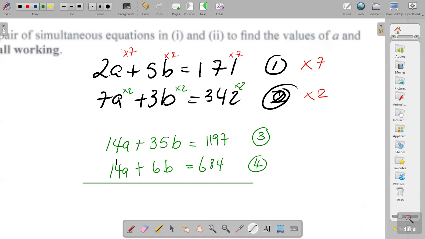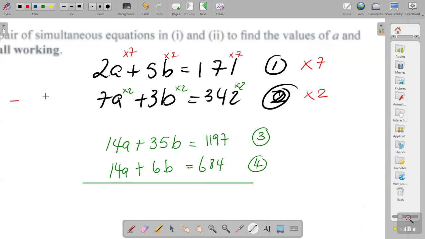Will I add or subtract, people? How do I get rid of it? Add or subtract? Excellent. Why do we subtract? Because the signs are alike. 14A minus 14A is going to give me 0. That's how I eliminate. Keep in mind, if one was negative, I would have had to add.